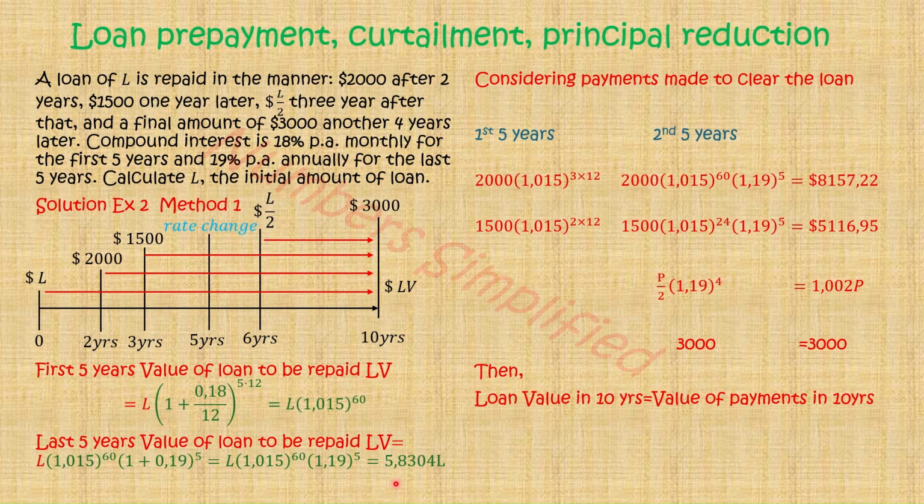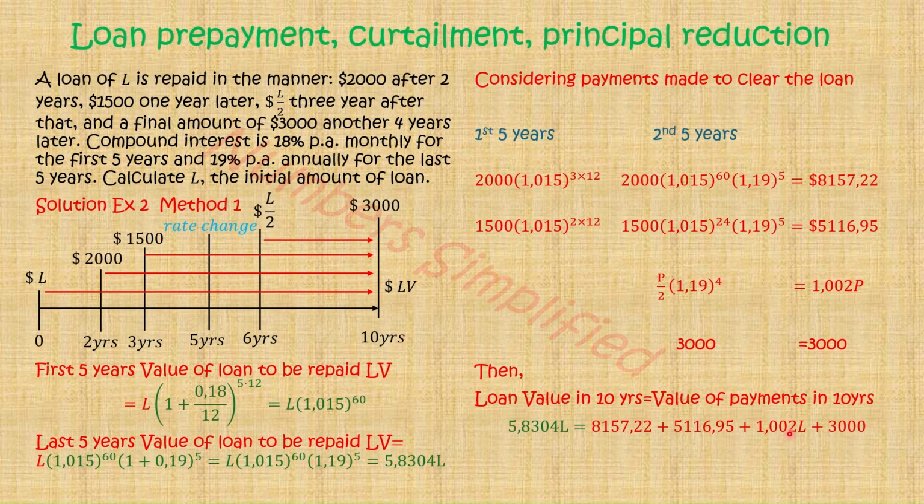Right, so we know what the value of the loan was. The value of the loan was 5.8304 L, which is equal to the sum of all the payments that were made. So these payments are going to have a certain value at the end of 10 years because they also accrued some interest. So we have the first, the second, the third, and the fourth payment. So that is what would give us the value of the loan at that particular time in 10 years. Now that we have that, we move on to solve for L.